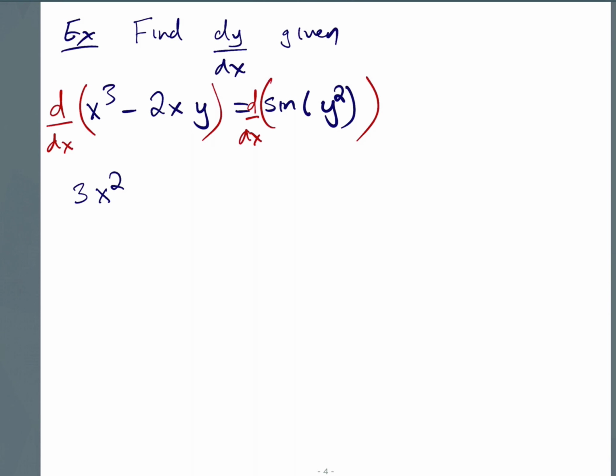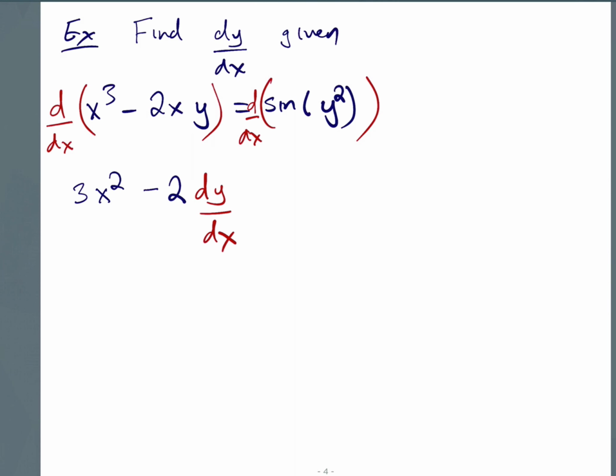And then what about the next one? Minus 2. What's the derivative of x? 1. What's the derivative of y? Is that right? Because the derivative of x is 1, the derivative of y is 1 times dy over dx, right? Nope. Nope. What's wrong with that?